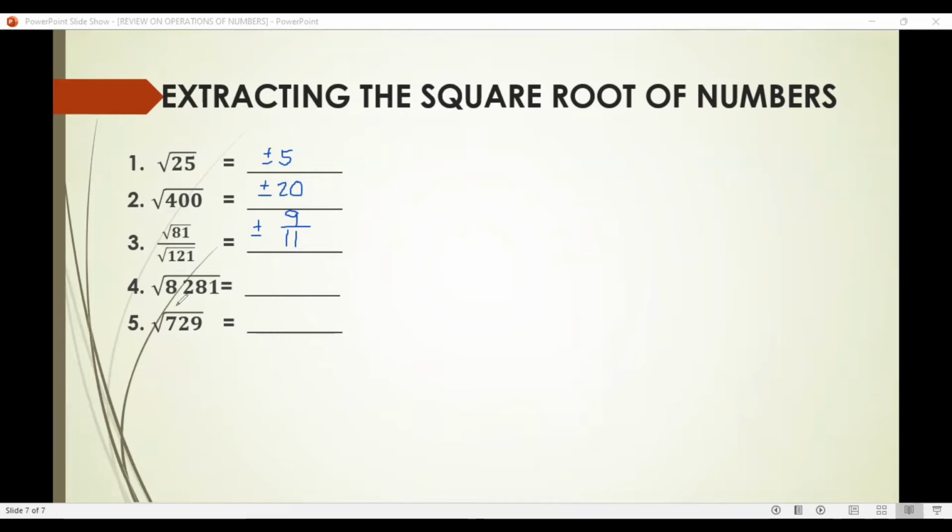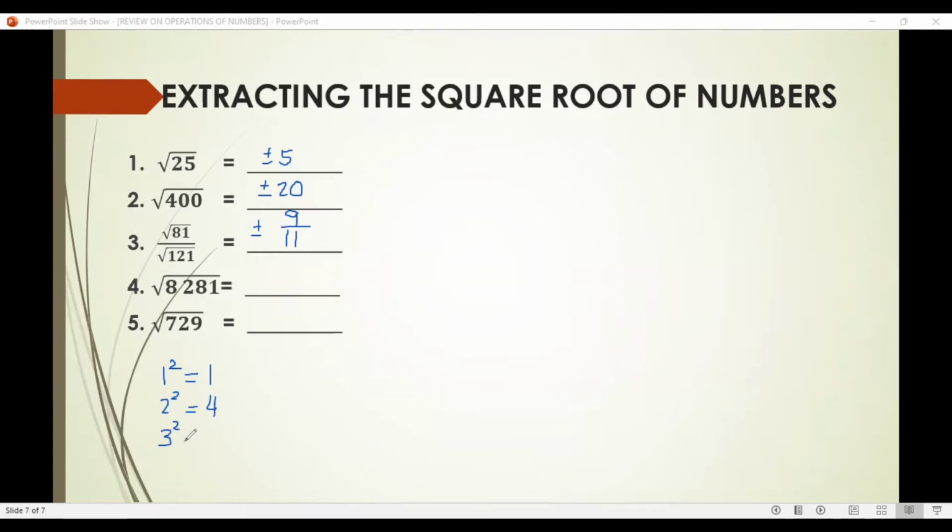Now the problem is, if you are given a certain problem like this, 8,281. So it's not advisable for us to memorize all the squares of numbers. So these are actually easy to memorize, because when you have 1 raised to the second power or negative 1 raised to the second power, that is equivalent to simply 1. And also when you have 2, that is 2 to the second power, that will give us a 4.